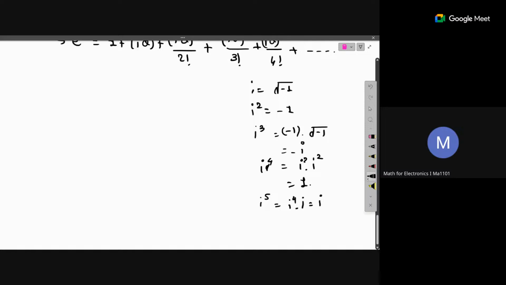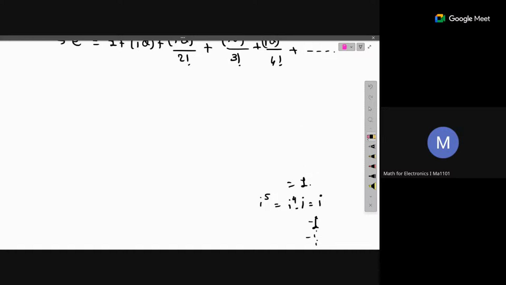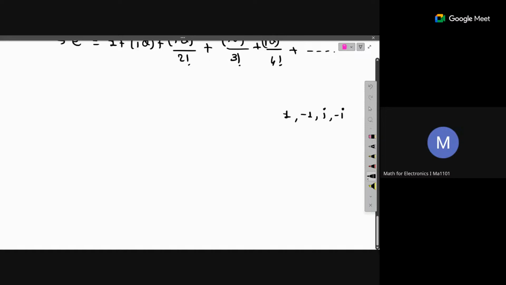So here we have change. Change means the first value will be iota, then minus 1, then minus iota, and then plus 1. Again iota, again minus 1, then minus iota, and then plus 1. So if you want to find some power of iota, we will get only one of these four numbers: either 1, or minus 1, or iota, or minus iota.